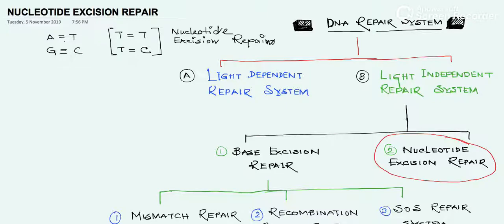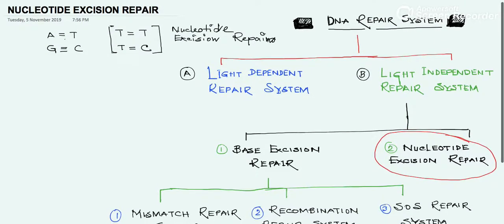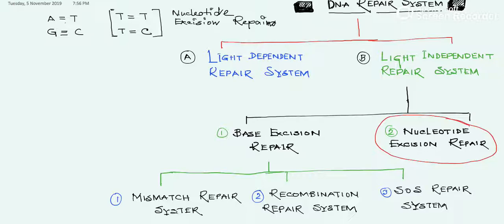Firstly, I want to show you a chart that I have already drawn on the right side of the board, that is the DNA repair system. The DNA repair system is mainly of two types. One is the light dependent repair system and the other is the light independent repair system. The light dependent repair system can repair such TC or TT kinds of dimers.